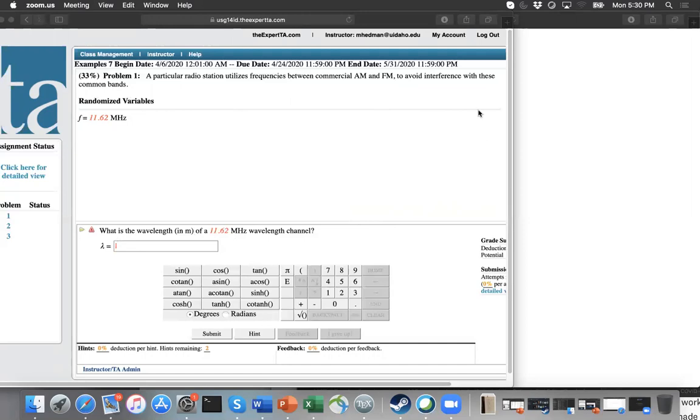Well, this is a relatively straightforward thing to approach, and we'll do this with our same basic procedure. So what are we looking for? We're looking for lambda, the wavelength. What do we know? Well, we know the frequency. We know the frequency is 11.62 megahertz.